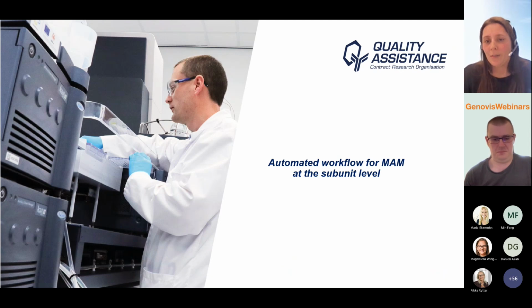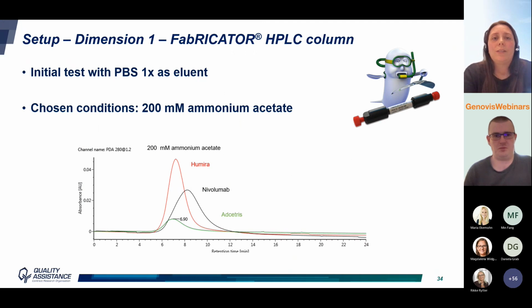So all this leads me to the automated workflow for MAM analysis at the subunit level. To do that, we've again used the FabRICATOR enzyme, but this time we have used it as an HPLC column. So the enzyme, the FabRICATOR, is immobilized onto an HPLC column, which we can fit on the first dimension of our system. And the sample is directly injected on the column, and while it's going through the column, during the elution, the compounds are digested as expected, as an IdeS digestion.